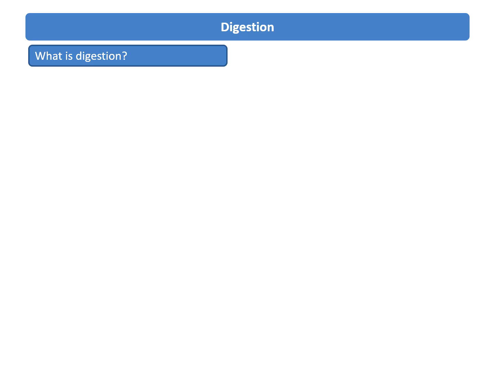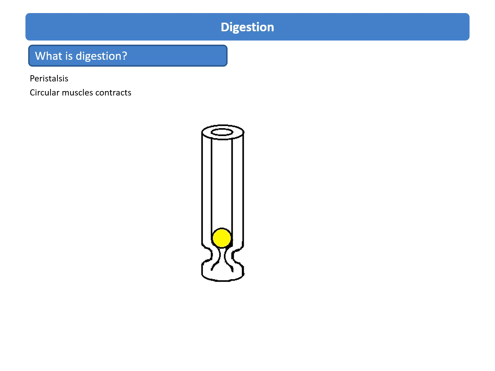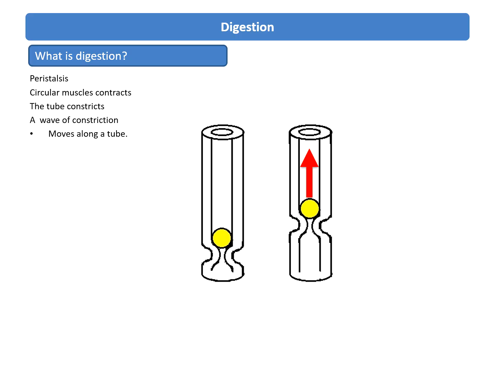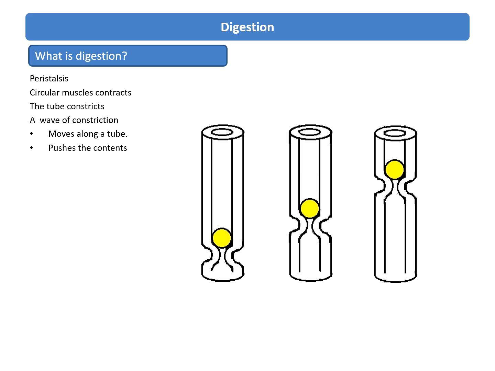Let's look at peristalsis in a little more detail. In the tube, circular muscle will contract. The tube will constrict, and a wave of constriction moves along the tube, repelling the contents of the tube to the other end.